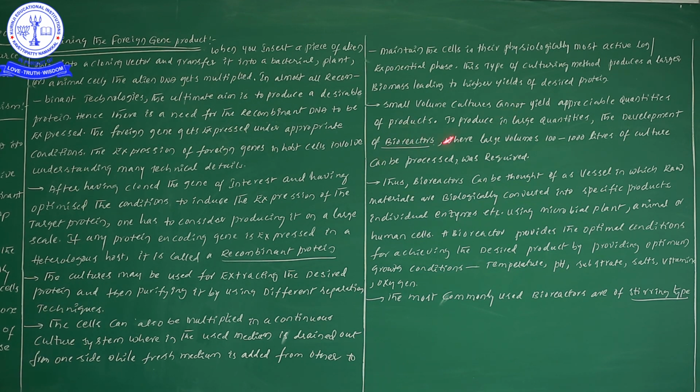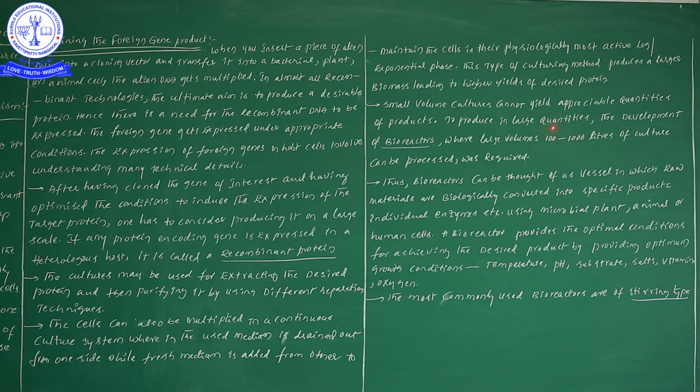Okay, so to produce large quantities, one more time let me explain: small volume cultures cannot give appreciable quantities of products. Why? Because we are culturing in small volume. If you culture in small volumes, how can we get large volumes of products? We cannot. So that's why we have to produce in large quantities.